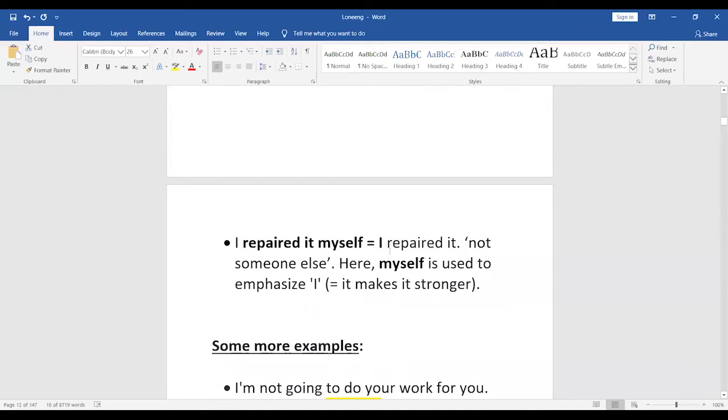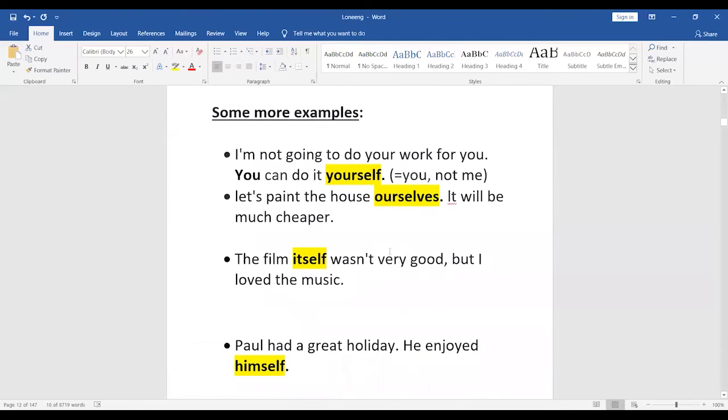I told you, emphasize means to be proud of, to highlight, to show off and say that this is the first time they've done it. They're so happy and proud that they've done it. So that's why they're emphasizing it. Emphasizing means to show more light, to stress on something. Now, some more examples are, I'm not going to do your work for you. You can do it yourself. So you're going to do it, not me.